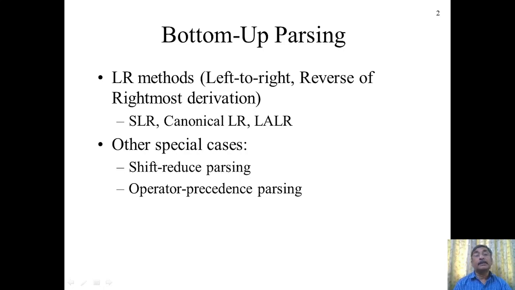Again, the first L stands for left to right scan of the sentence, maybe a program, and the R means reverse of rightmost derivation. We'll elaborate on that, and in this particular kind of parsing technique, we'll talk about three parsers. One is LR0 or SLR, the second one is LR1 or canonical LR, and the last one is LALR. But students, if you understand the LR1, then the second and the third parsers are actually very easy to understand. So let us look a little more deeply into what is meant by bottom-up parsing.